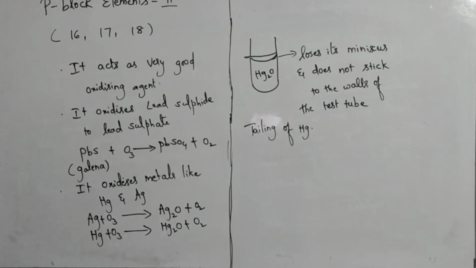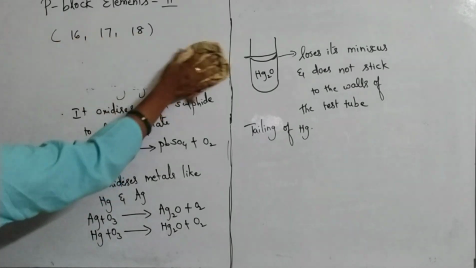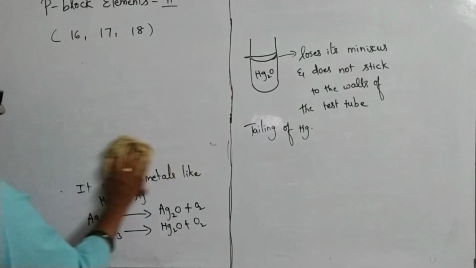The process of loss of meniscus by formation of Hg2O, when Hg reacts with ozone, this is called tailing of mercury. Please remember that point.